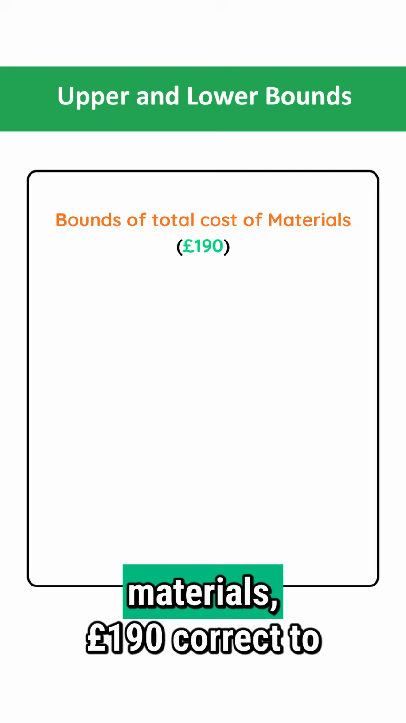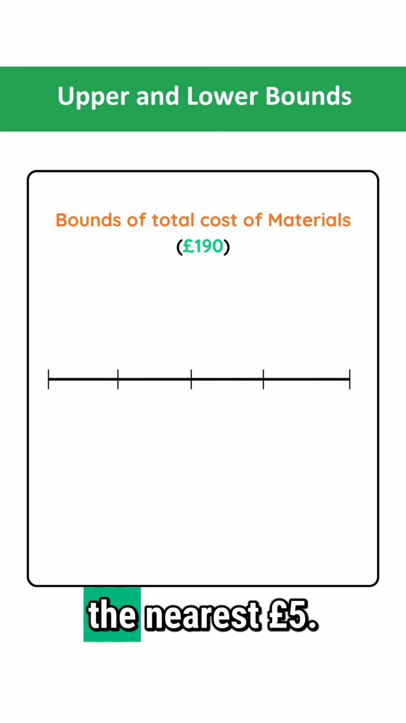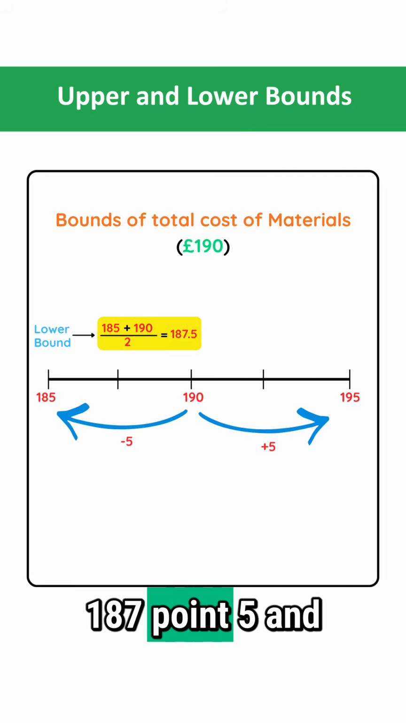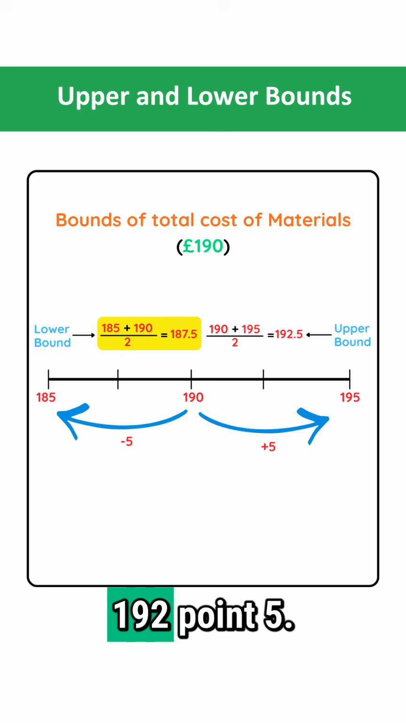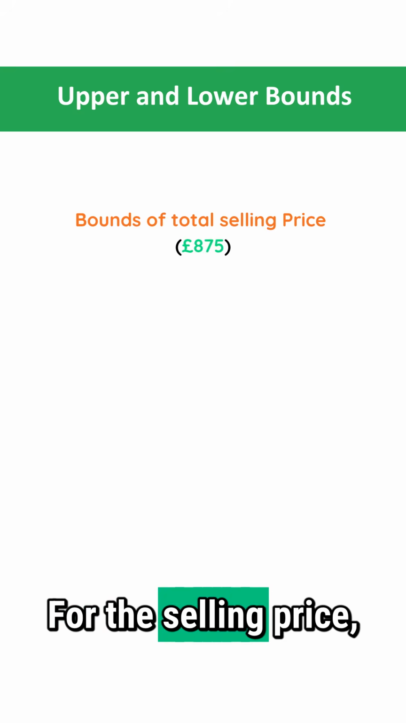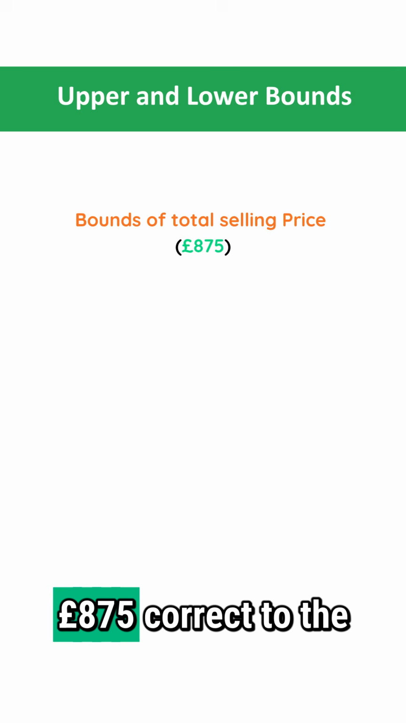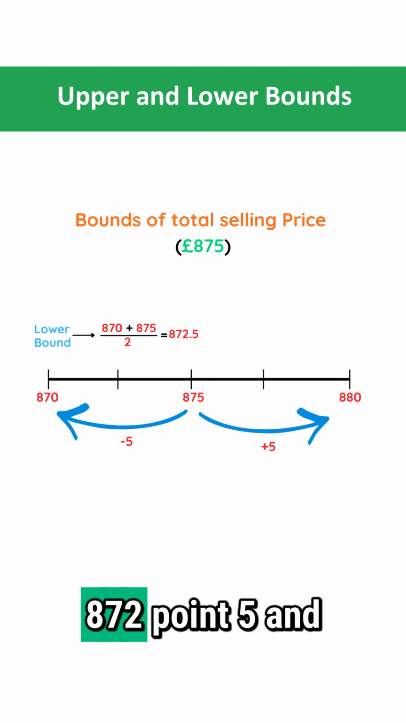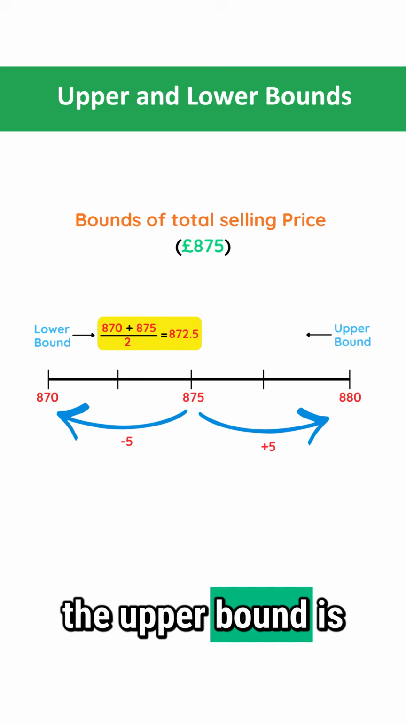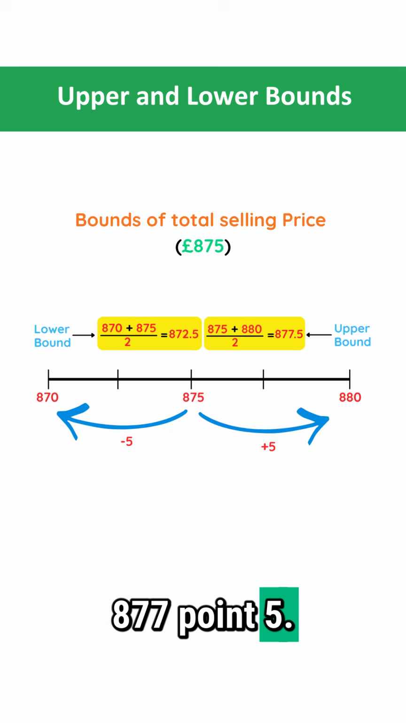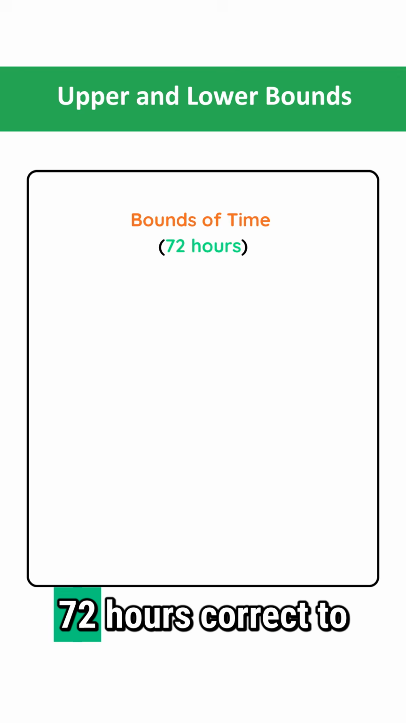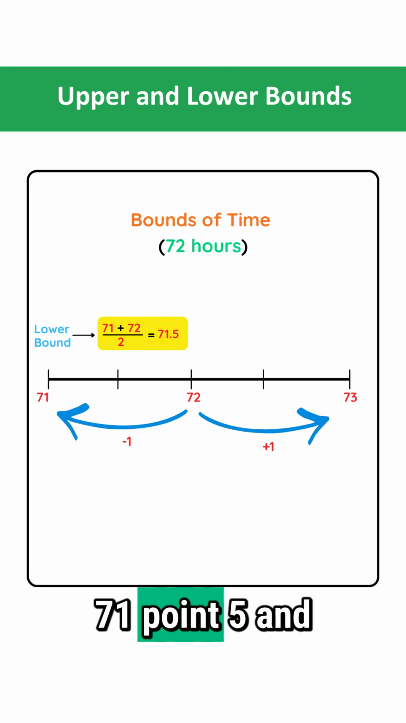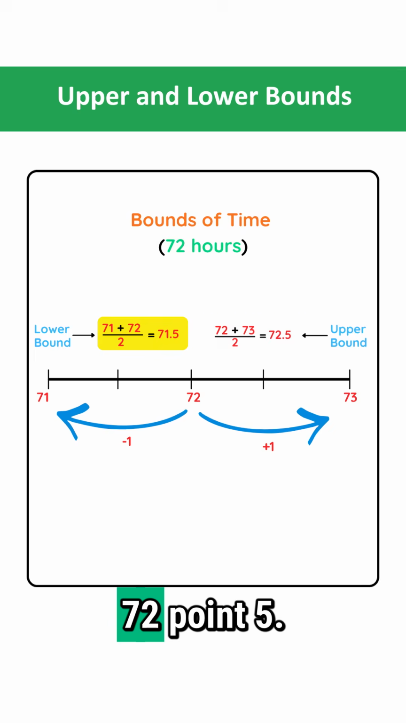For the cost of materials, £190, correct to the nearest £5, the lower bound is 187.5 and the upper bound is 192.5. For the selling price, 875, correct to the nearest £5, the lower bound is 872.5 and the upper bound is 877.5. For the time taken, 72 hours, correct to the nearest hour, the lower bound is 71.5 and the upper bound is 72.5.